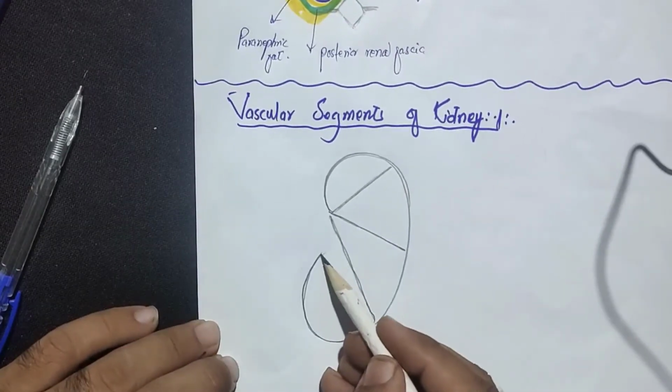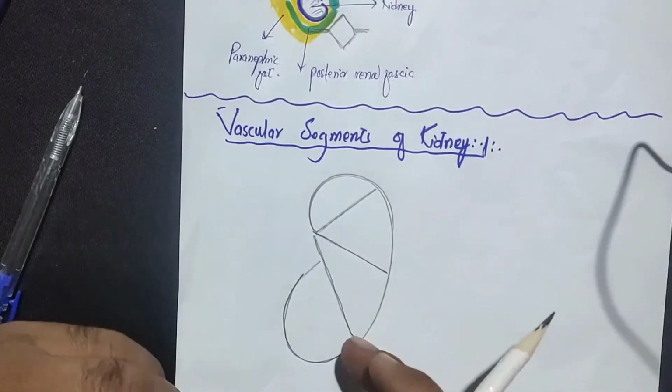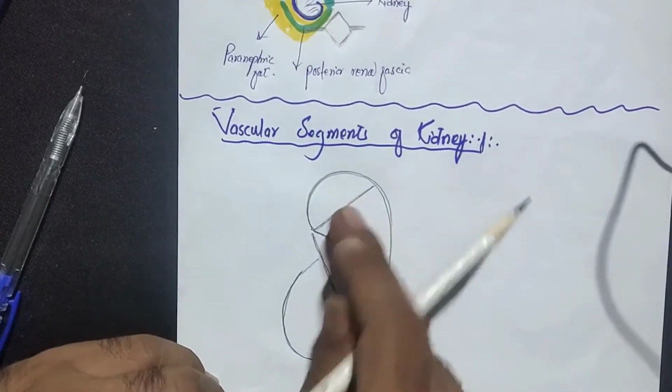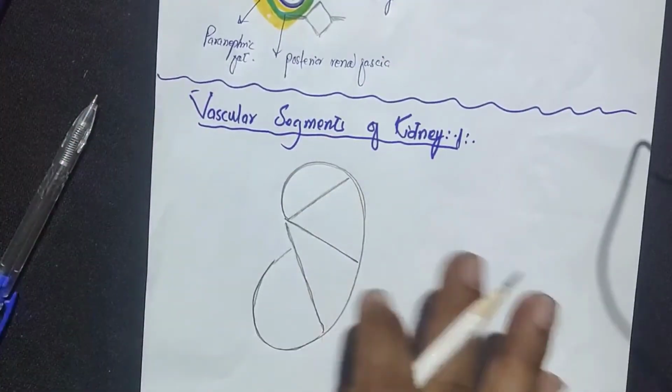And this is the inferior segment. So how many segments are on the anterior side? There are 4 segments on the anterior side. I will color them. And if you turn this kidney, look carefully, friends.